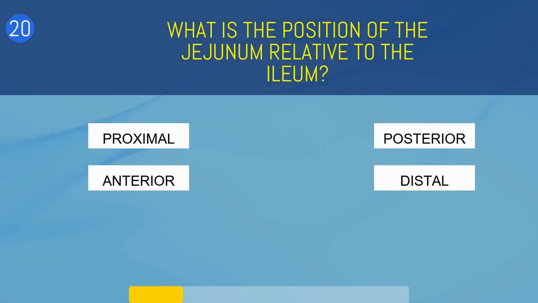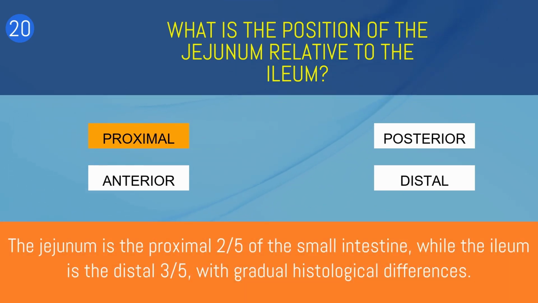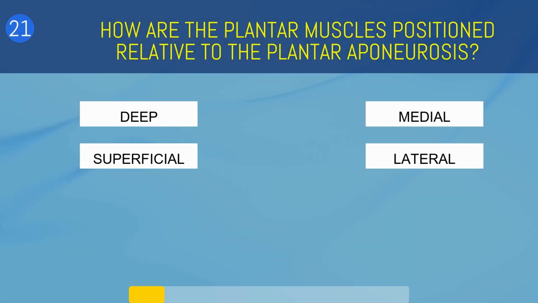What is the position of the jejunum relative to the ileum? Proximal, anterior, posterior, or distal? Proximal. The jejunum is the proximal 2/5 of the small intestine, while the ileum is the distal 3/5, with gradual histological differences.